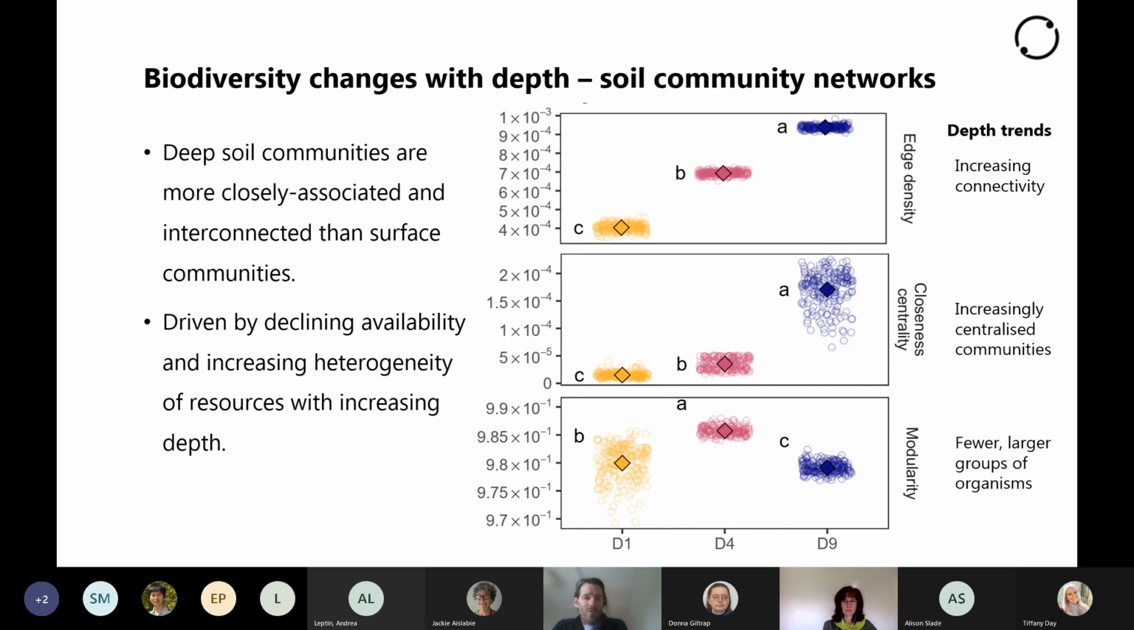And this graph shows 3 different metrics of network structure. So we've got edge density, closeness centrality, and modularity. And these tend to increase from the topsoil down into the deep soil, except for modularity, which increases from topsoil to the midsoil, then declines again to the deep soil.